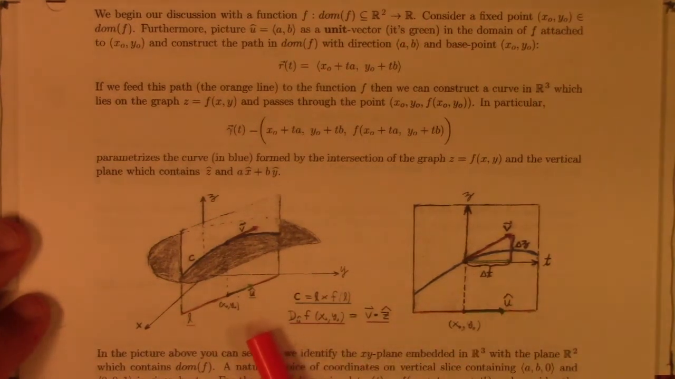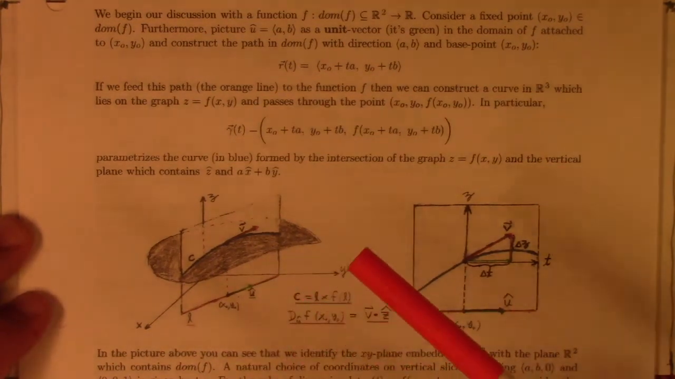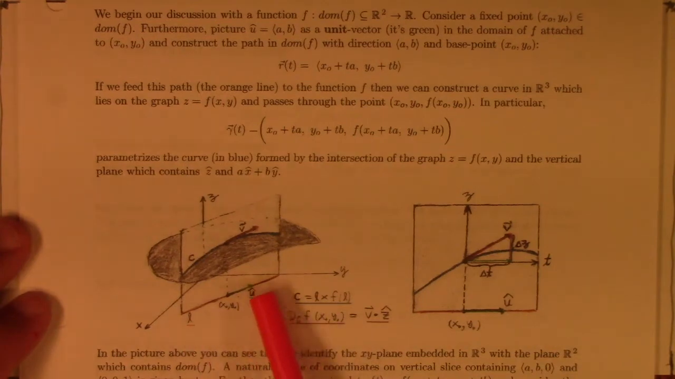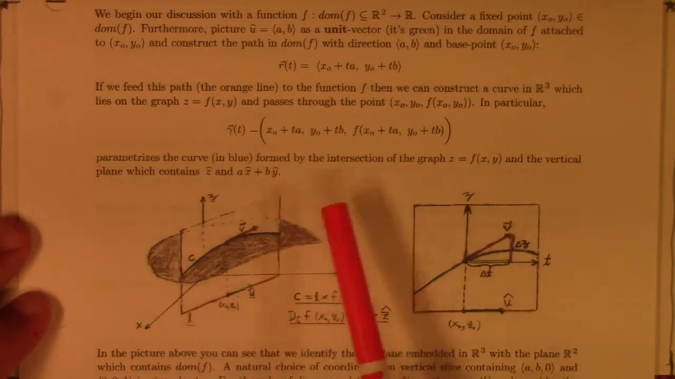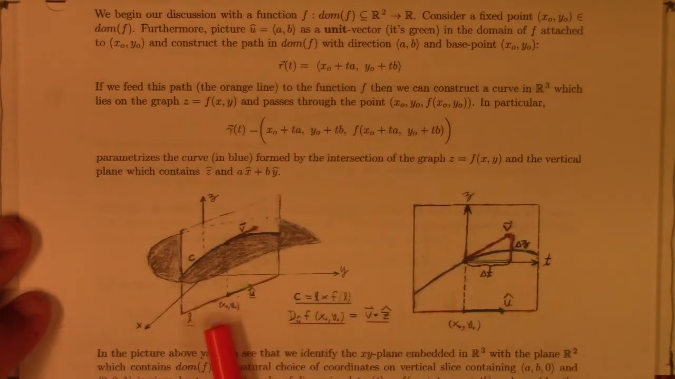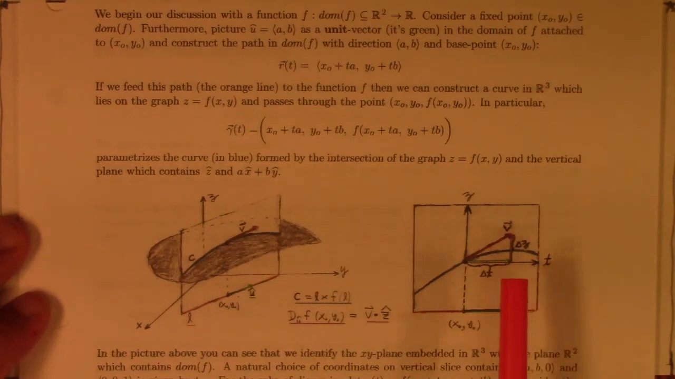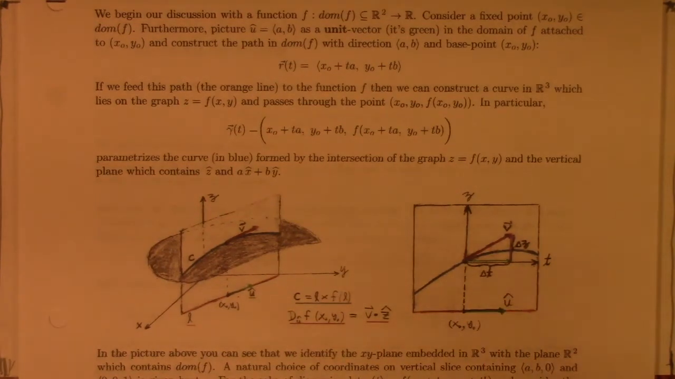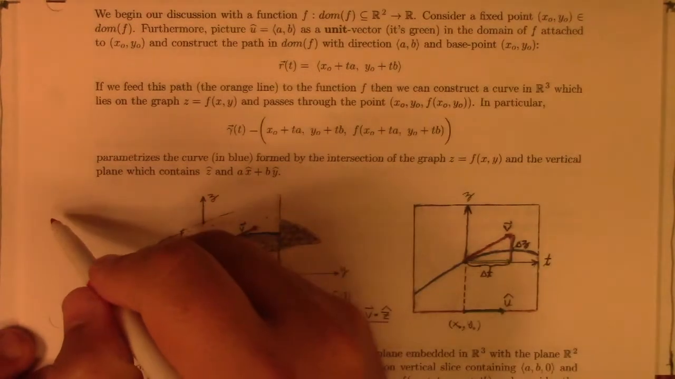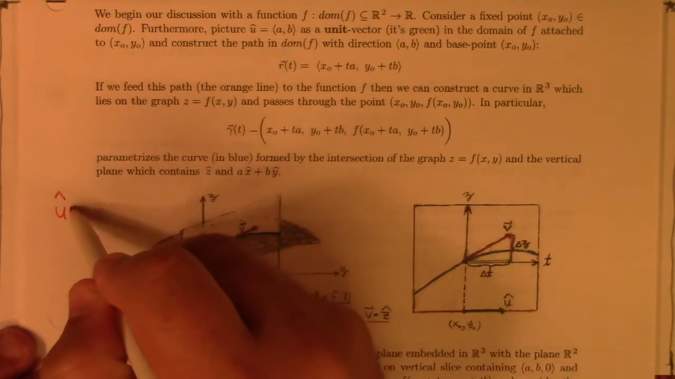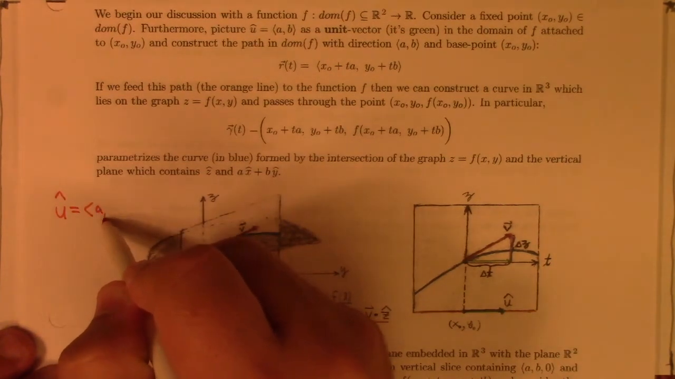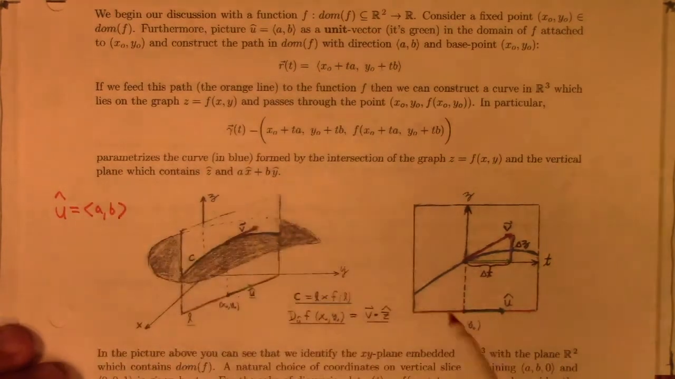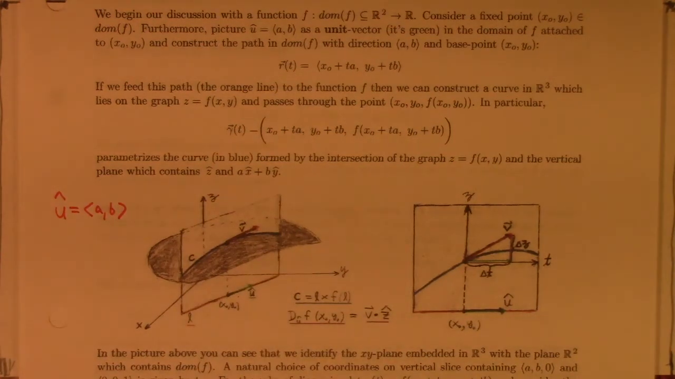So in this picture down here, which I think you can see, I pictured in the plane the line parameterized by r of t. It's down here. See that little orange line? So it goes through the point x0, y0. It has direction vector u. This u hat is my notation for a, b. All right, that little green vector down there.